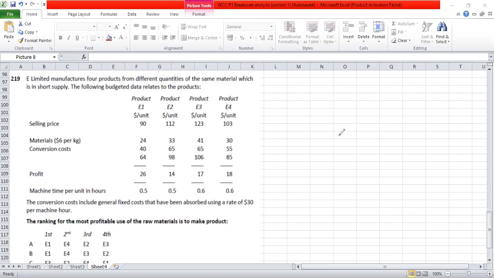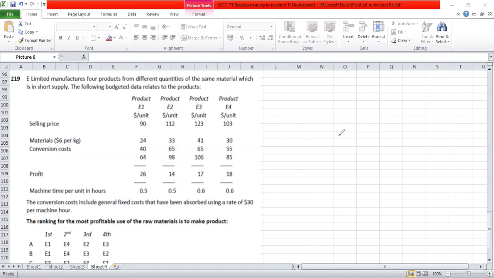Machine time per unit in hours. Conversion cost includes general fixed costs that have been absorbed using a rate of $30 per machine hour, which means that only one variable cost is there, which is materials, because conversion cost includes general fixed cost. The conversion costs include general fixed costs that have been absorbed using a rate of $30 per machine hour.